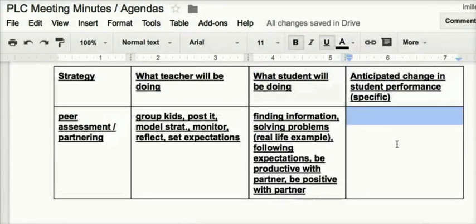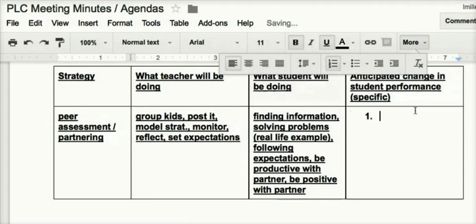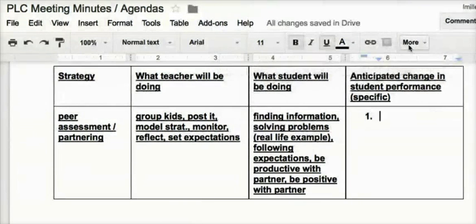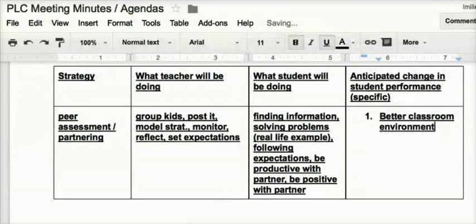Good. Anticipated change in student performance. Specifically, we're looking at, first, I think it creates a better classroom environment. Kids helping kids instead of us always being the leader in the classroom. Now we've got leaders emerging, and we've got kids buying in because they're working with their peers.